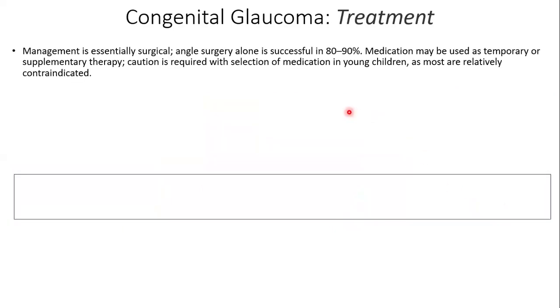Okay, so management of congenital glaucoma, who can help? Maybe surgical. Initially, yes, anti-glaucoma drops might be given, but the main target should be surgical. Why? Because there is a problem of angle dysgenesis in congenital glaucoma. Exactly, the anatomy of the angle is abnormal. So usually eye drops will not help much as a permanent measure. You can use them as a temporary measure till you do the definitive surgical management for such children.